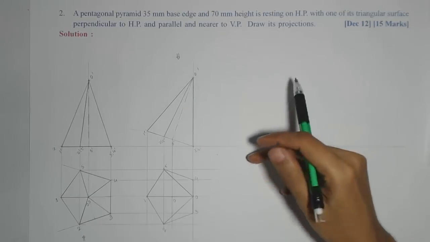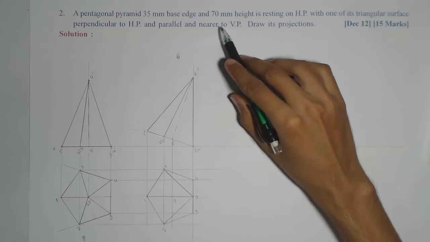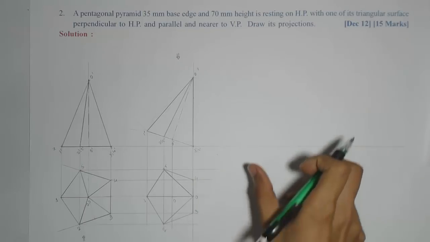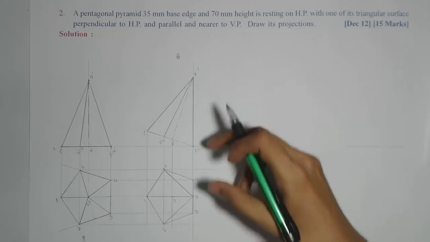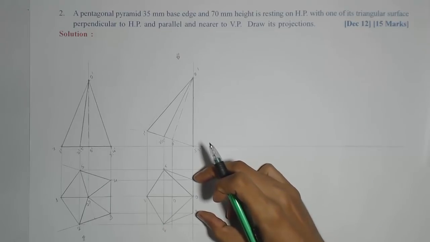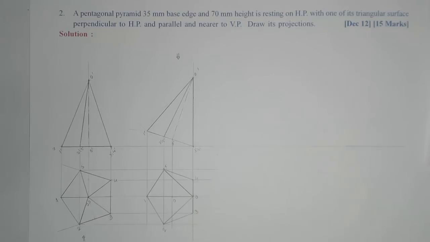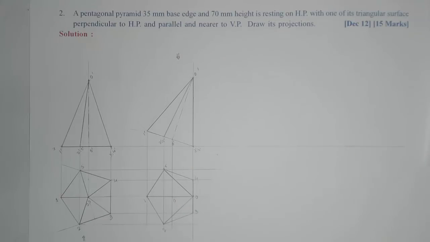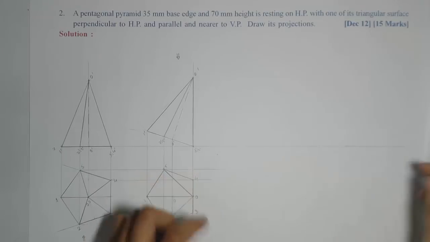Nearer to VP means nearer to XY. If the condition given is nearer to observer, then this parallel line should be drawn nearer to observer. That means away from XY. But here it is asked nearer to VP. So I'll draw this line 3, 4 parallel and nearer, means I need to make this line parallel to XY and nearer to XY. So I'll redraw this entire top view in second stage with the base edge 3, 4 parallel.